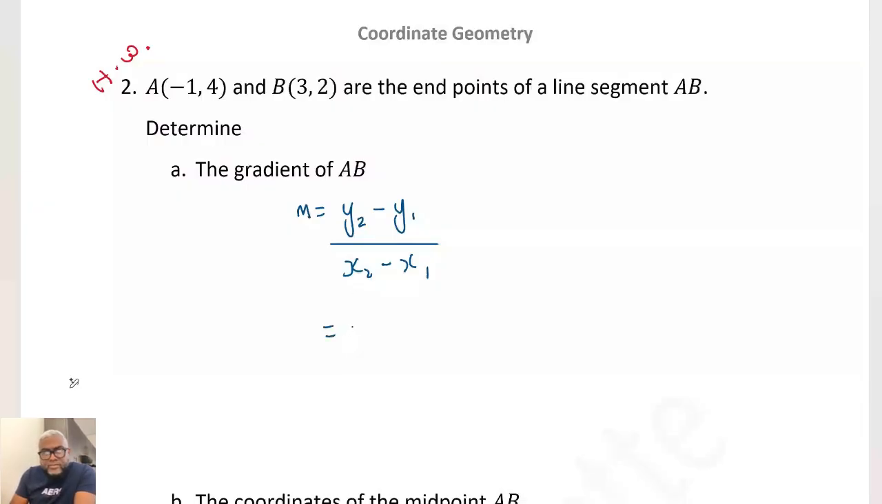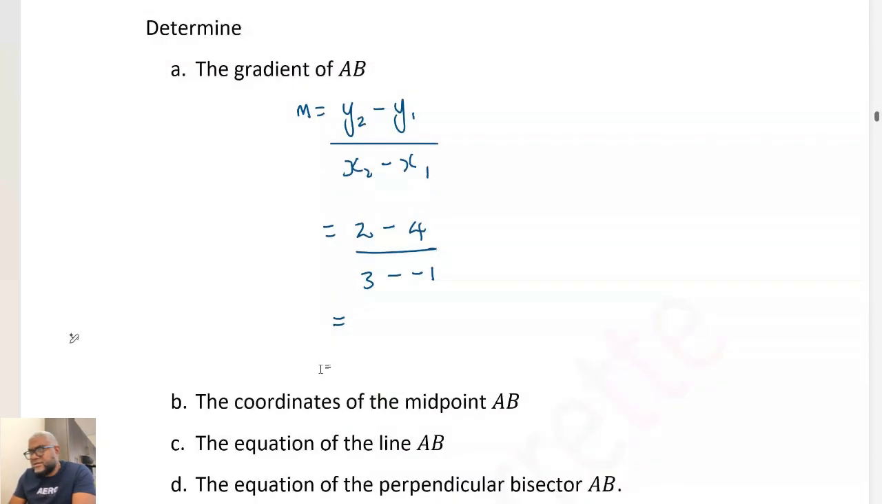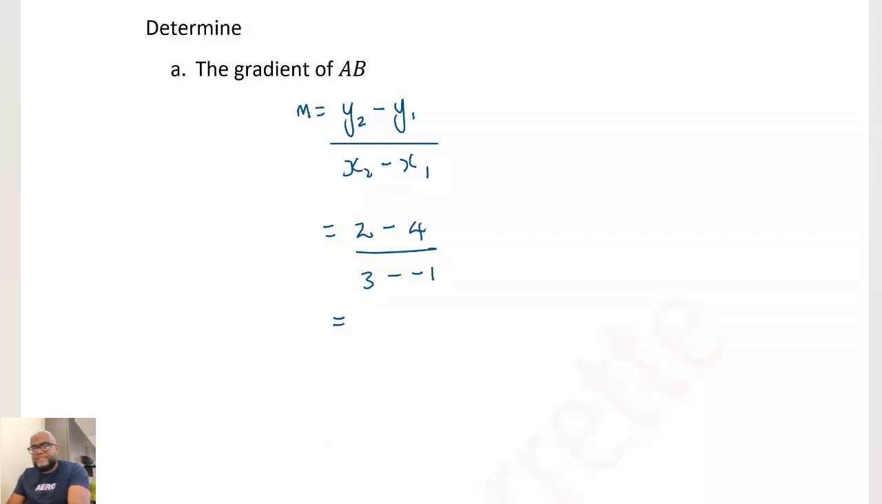What is y2? y2 is 2, minus y1, 4. x2 is 3 minus -1. What is that equal to? I got -2 over 4, right? Which will be -1/2 when you break it down. Is this what you get here, Taylor? Yes. Right, this is my gradient.